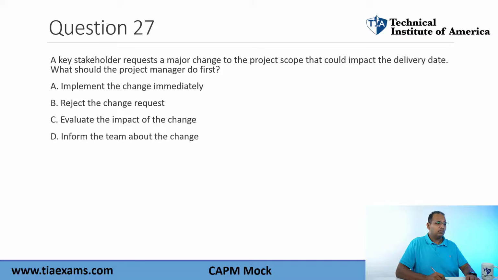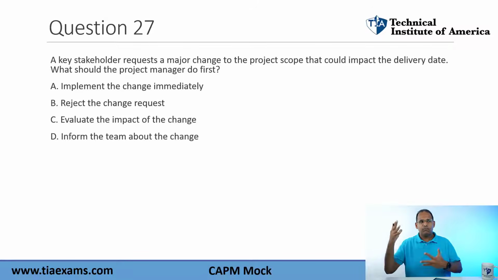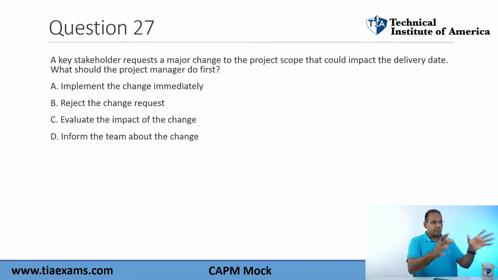Practice question number 27. A key stakeholder requests a major change to the project scope that can impact the delivery date. What should the project manager do first? Implement the change immediately, reject the change, evaluate the impact of the change, inform the team about the change. Now, if you remember in the course, I always tell you guys, there's nothing here that says this is an agile project. So we're going to assume that this is a traditional project.